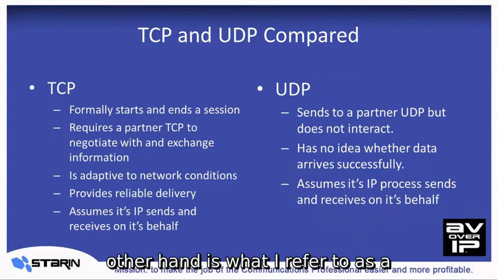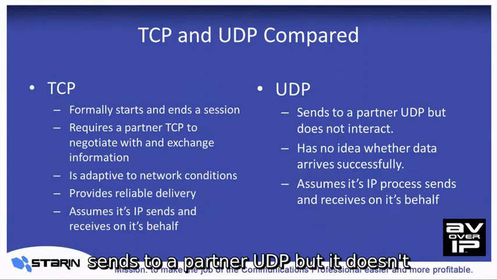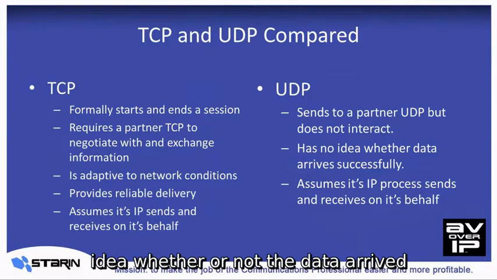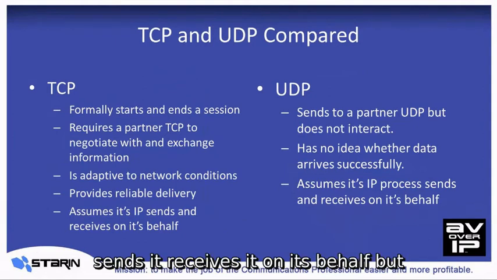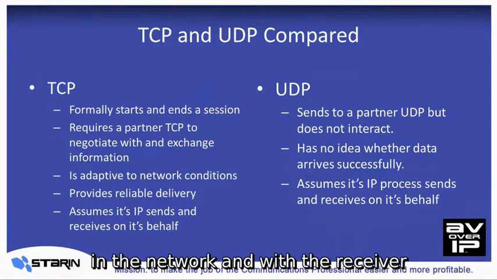UDP, on the other hand, is what I refer to as a simple protocol or a dumb protocol. It sends to a partner UDP, but it doesn't interact with that partner. It has no idea whether or not the data arrives successfully, and it assumes that IP sends it and receives it on its behalf. But it's kind of unaware of what's going on in the network and with the receiver.